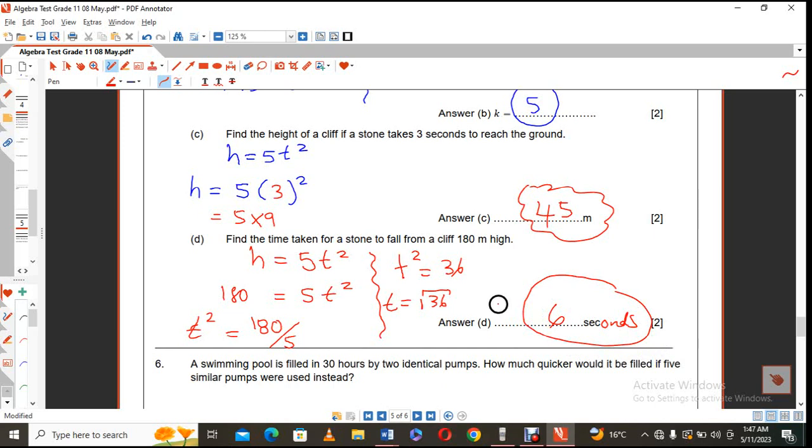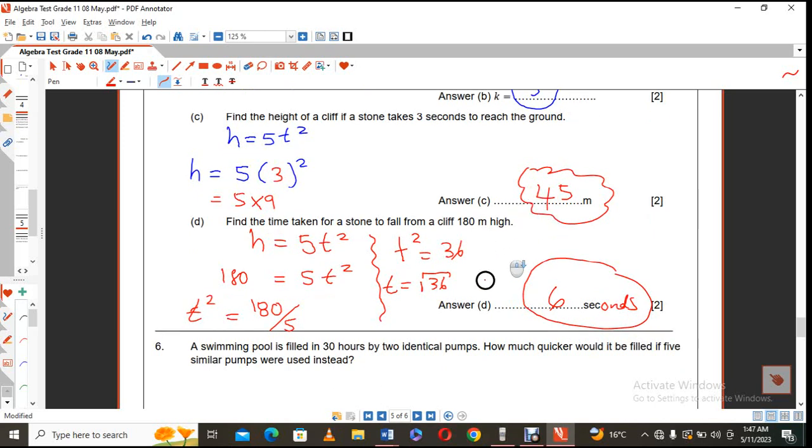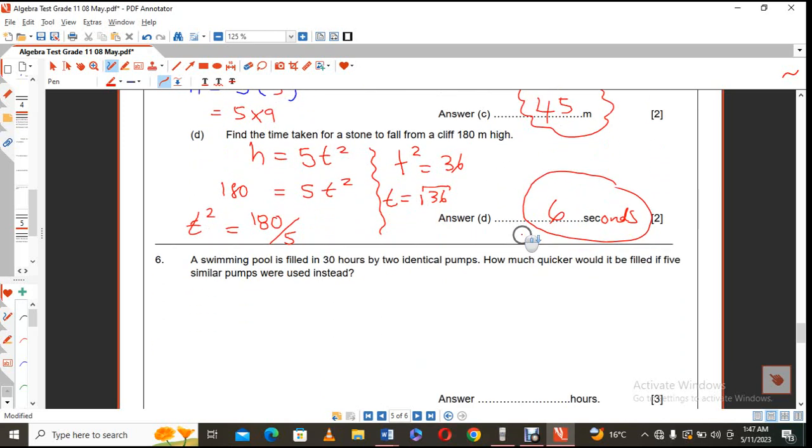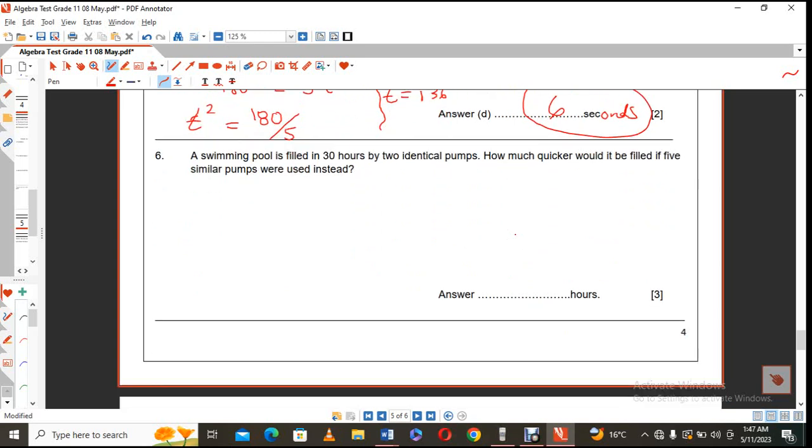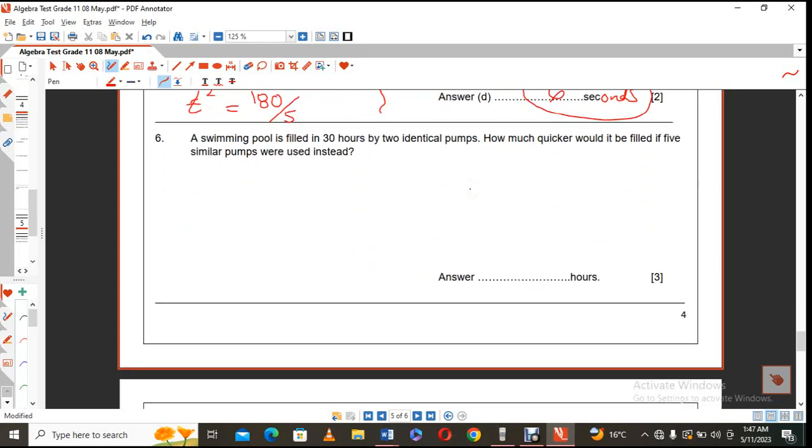All right, so take your time and try out the questions. Here is another very interesting question. A swimming pool is filled in 30 hours by 2 identical pumps.